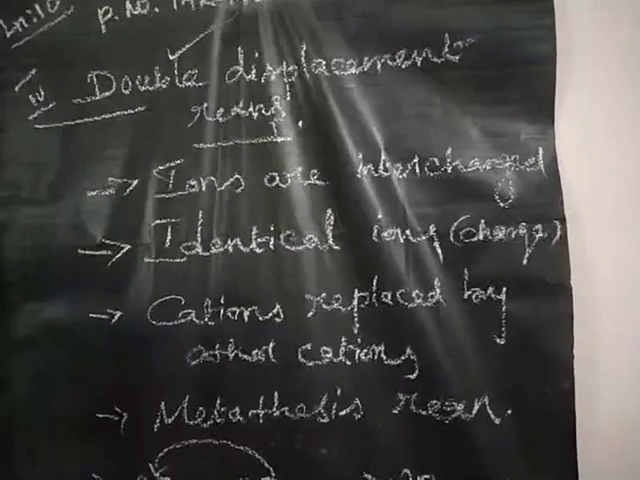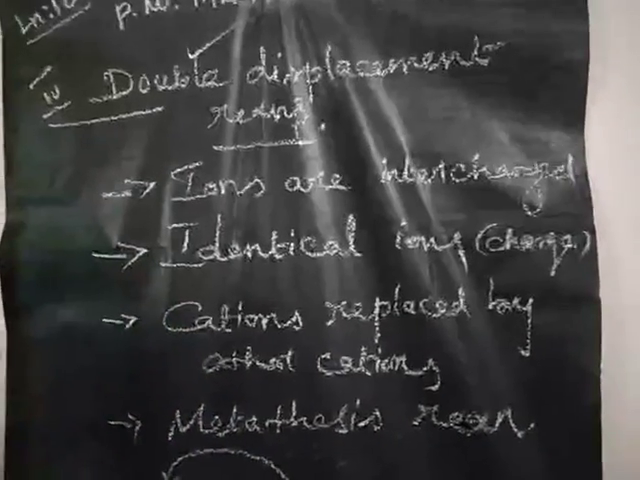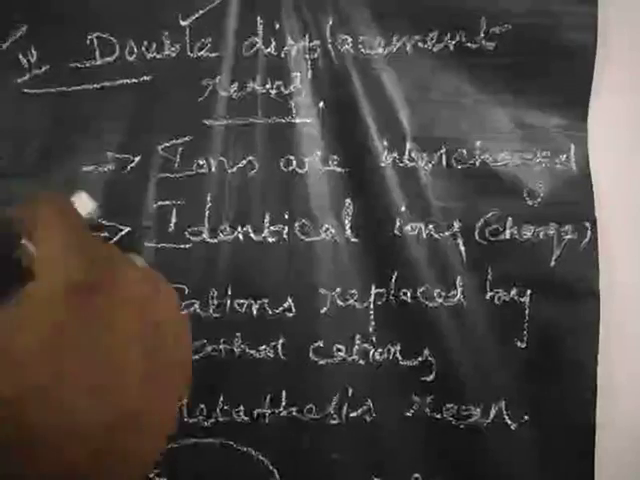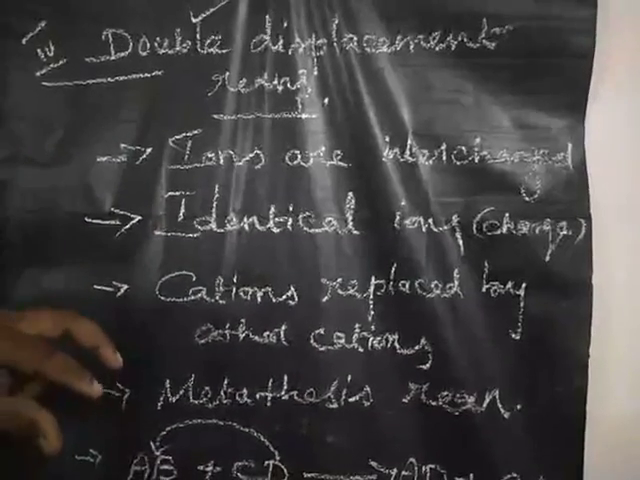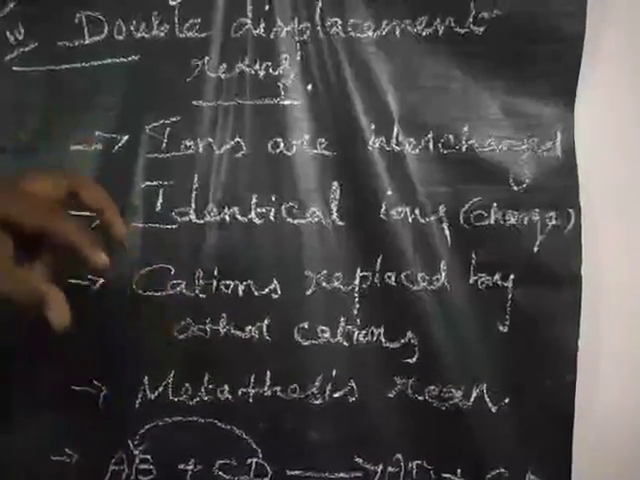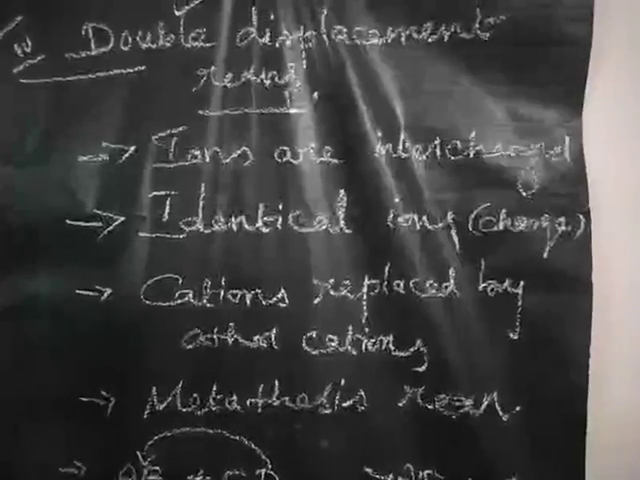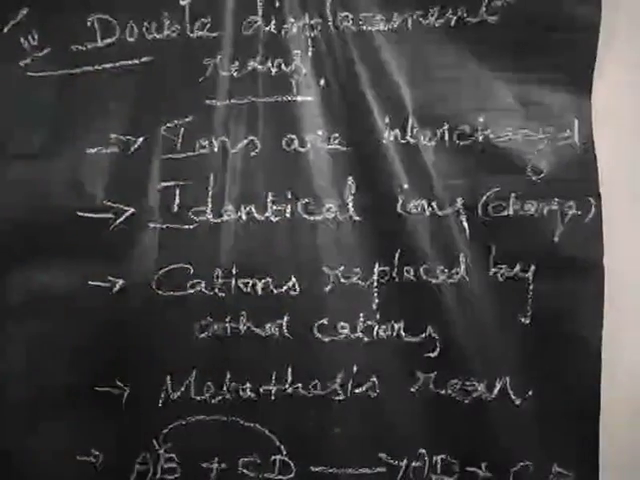What is meant by a single displacement reaction? When a compound reacts with an element to give a new compound plus an element, one of the elements present in the compound reactant is replaced by the element reactant. This type of chemical reaction is known as a single displacement reaction.